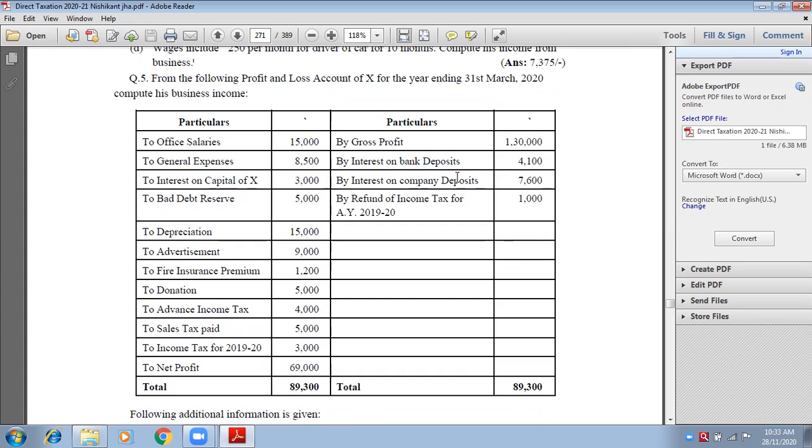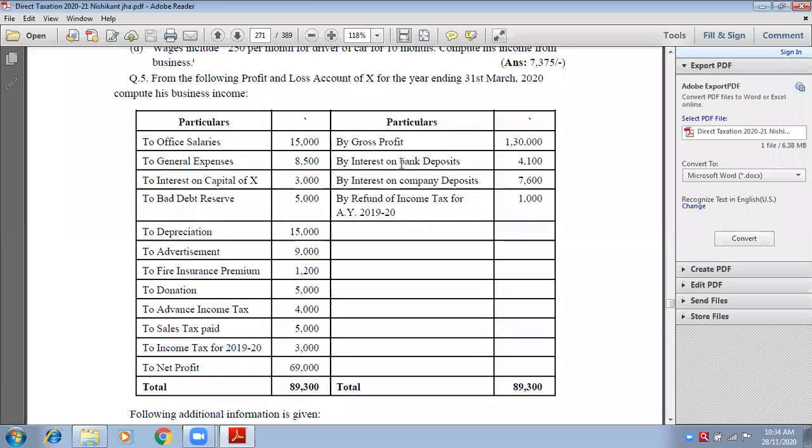Interest on company deposit, this is income. But it is not related to business income. Any type of interest or any type of dividend will always be in the head of other sources. It will always be income of other sources. See, income of other sources are shown in the income of business P&L. So is it okay or we need to take it out? Tell me. Ma'am, we will deduct. Yes, we need to deduct. We need to take it out.